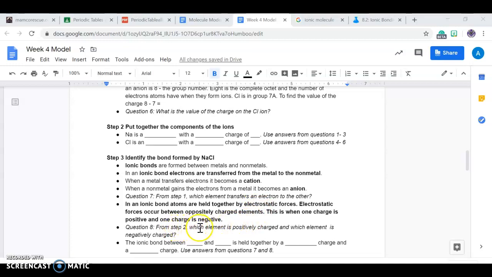All right, so let's look at question 8. So if we look at step 2, which element is positively charged and which element is negatively charged? Okay, pause the video, look back at the answers you have written down and fill that in.